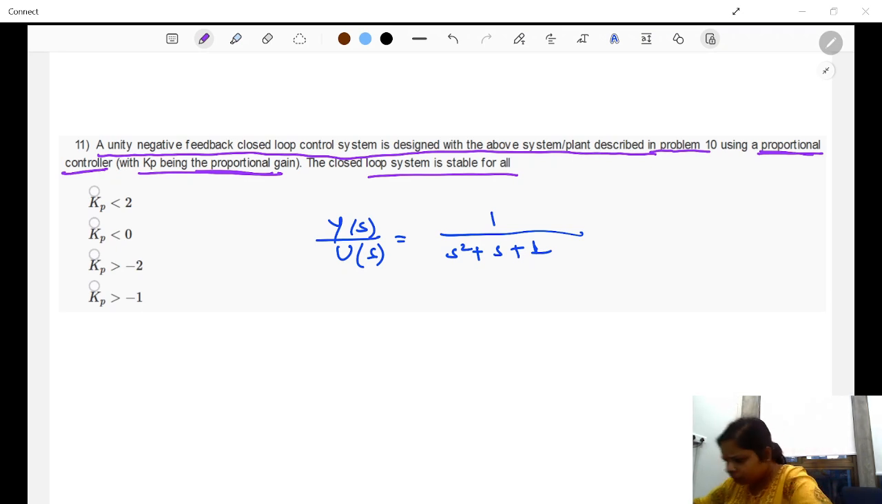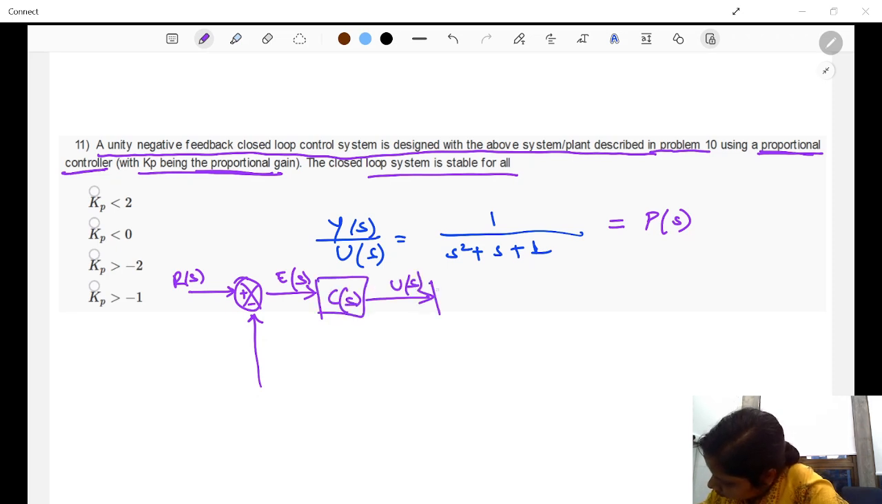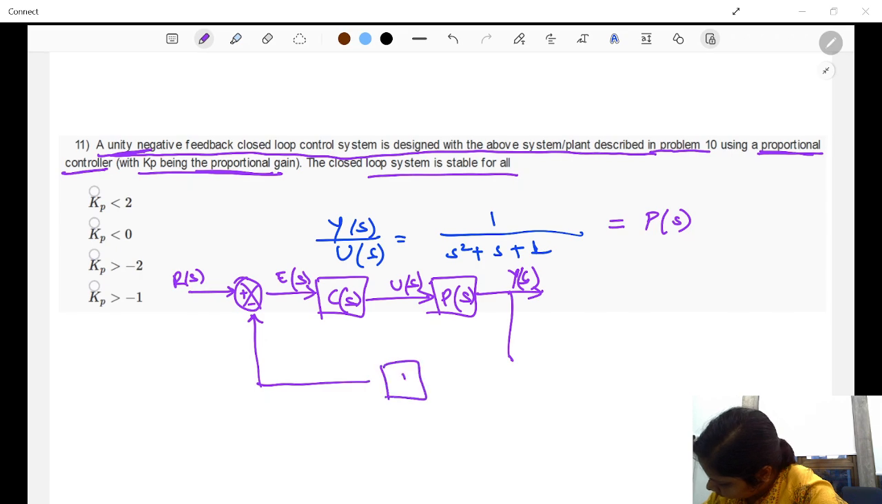Okay, this was the differential equation. That means this is the transfer function of the plant. Now I want to have a controller. So what has happened? This was your R(s), this was your plus minus, this was your E(s), this was your C(s), this was your U(s), this was your P(s), this was your Y(s). And since it is unity negative feedback, we'll take H(s) to be 1 only.